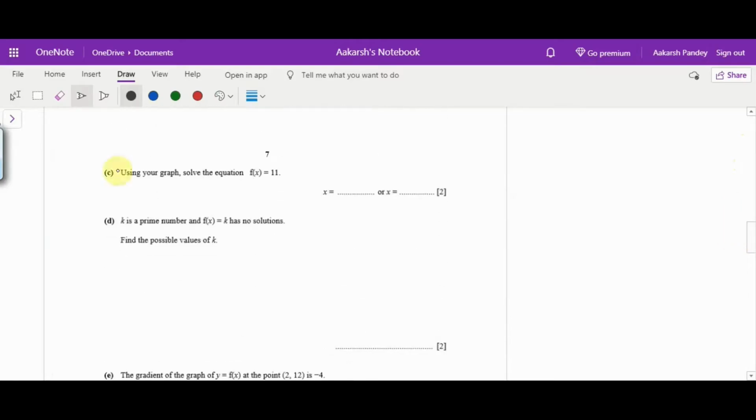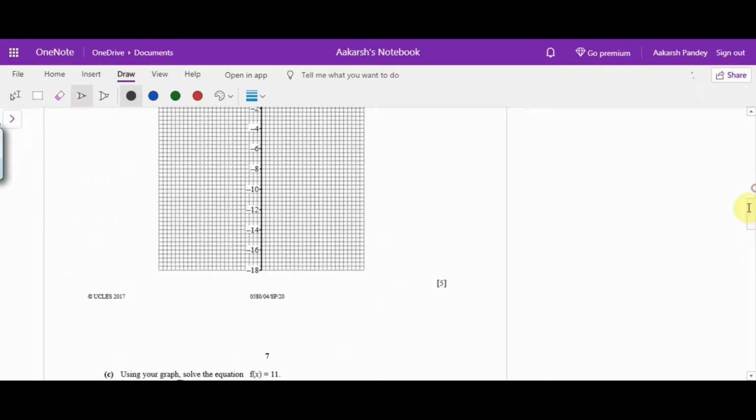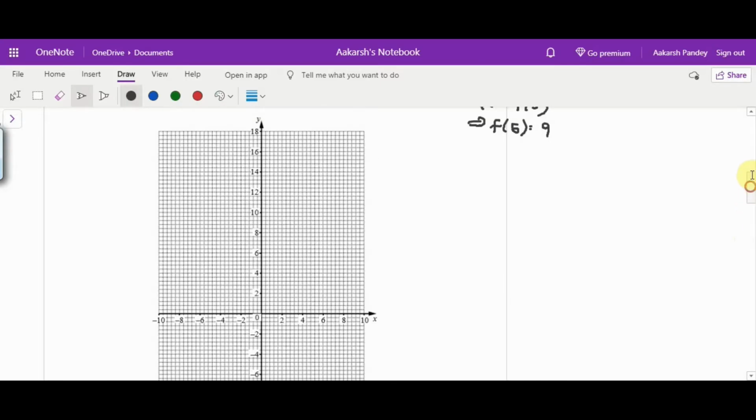Moving to the first question, they are saying to use the graph to solve the equation f of x equals 11. So here the graph which I have drawn is y equals f of x. Now because f of x is equal to 11, I know that y will be equal to 11. So I have got two lines. One graph is y equal to f of x, which I have already drawn, and the other one is y equals 11. So I just have to see where these two graphs intersect, and those will be the solutions.